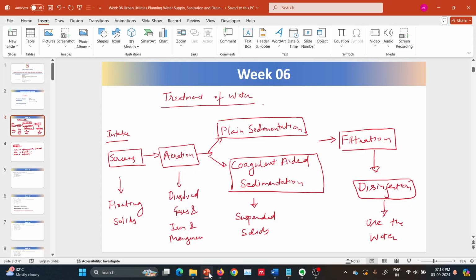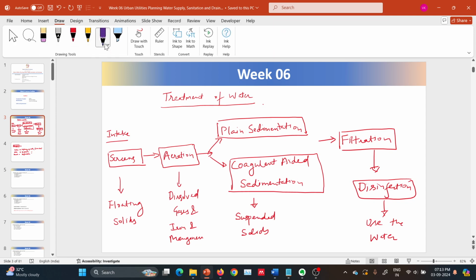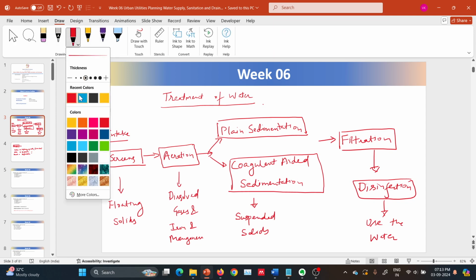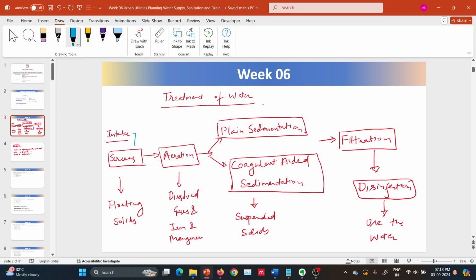Okay, I will proceed. So this is our treatment flow sheet. I will repeat it. From intakes, we will take the water, and in the intakes itself, we provide screens to remove the floating solids. After screens, we may provide aeration sometimes. Mostly aeration is provided for groundwater, not for surface sources. With the help of aeration, we can remove the dissolved gases and iron and manganese.